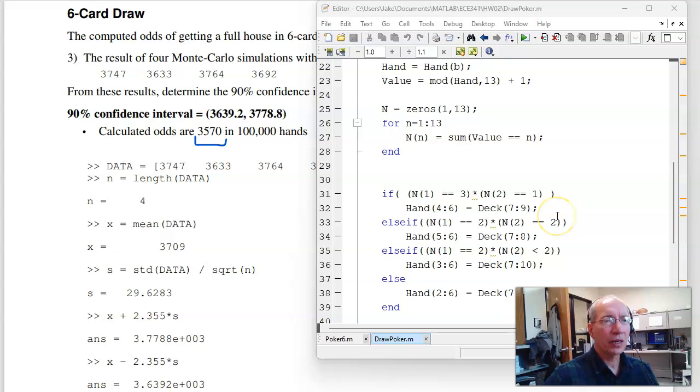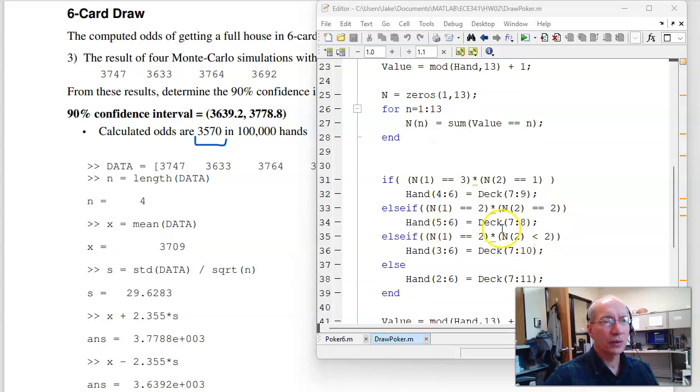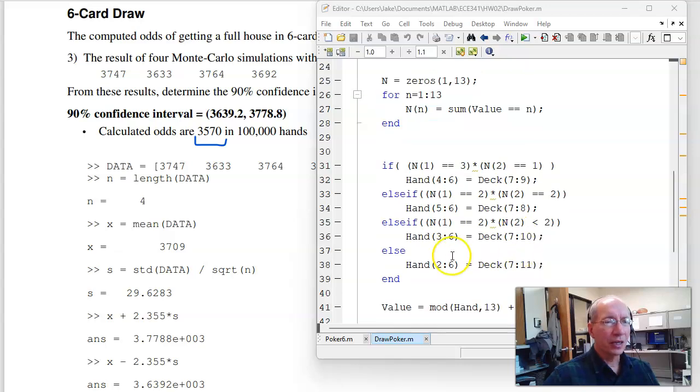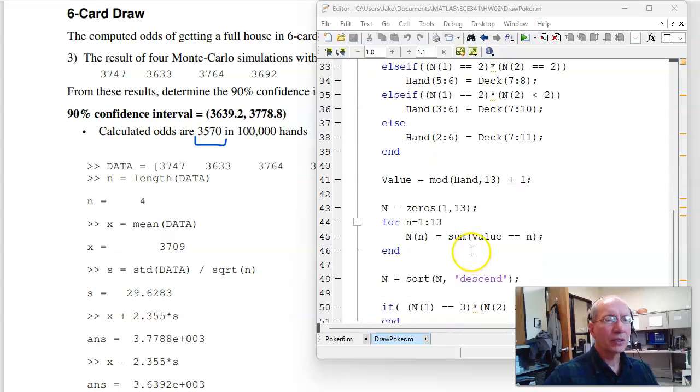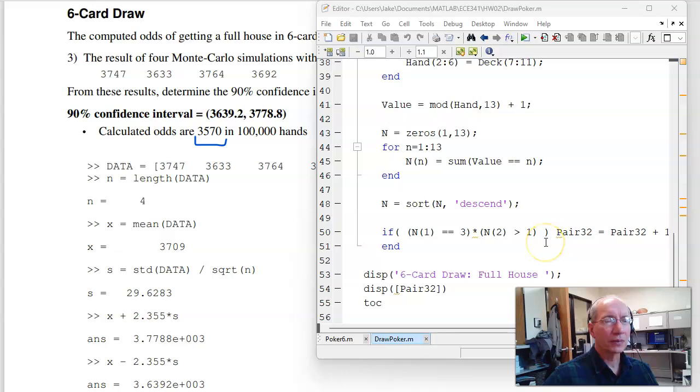If it's a 2-pair, I'll throw out 2 cards, draw 2 new. If it's a pair, I'll keep the pair, throw out everything else. High card, keep 1 card, discard the other 5. Now look at your hand. Now is the resulting hand a full house?